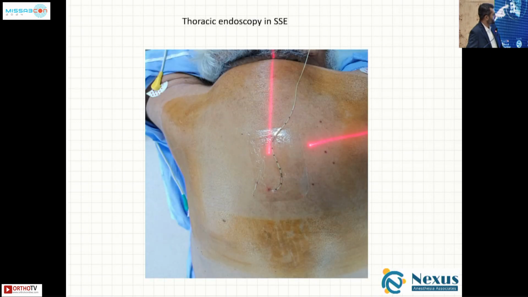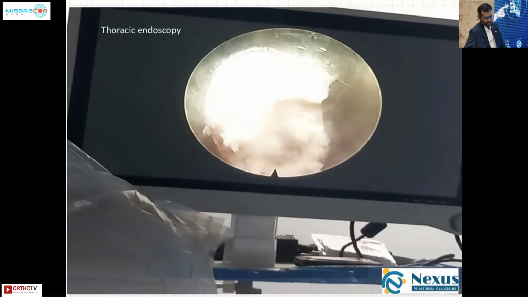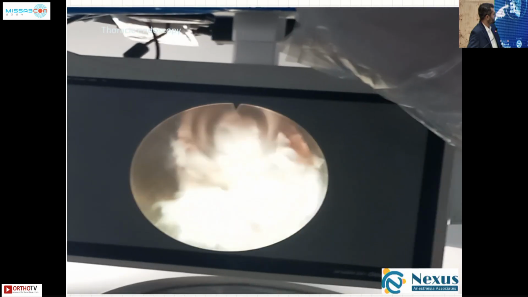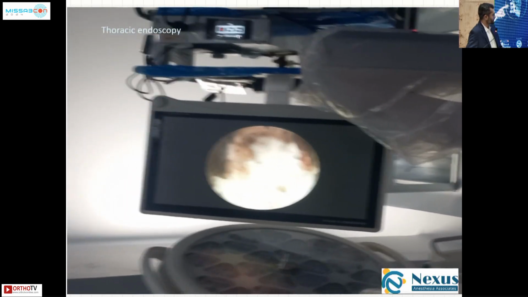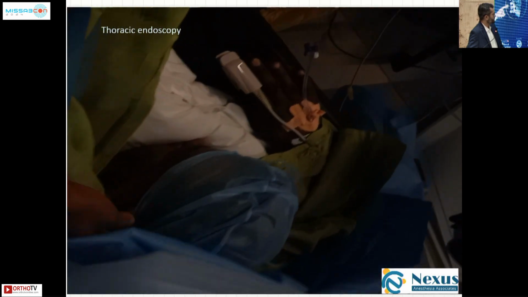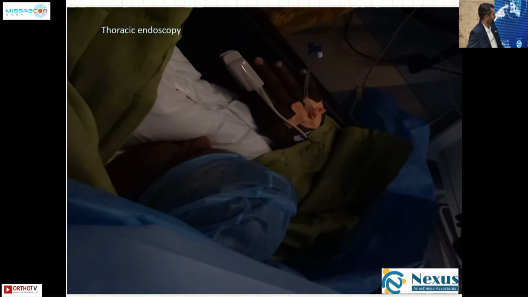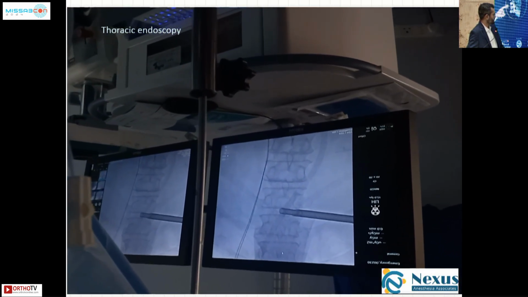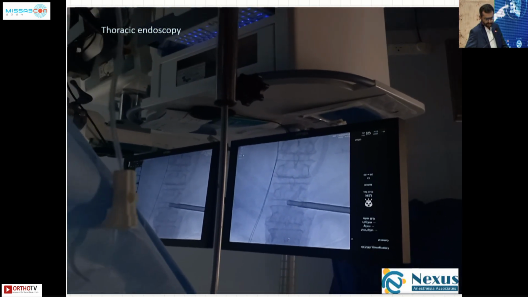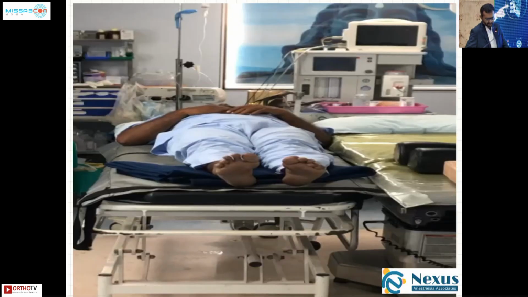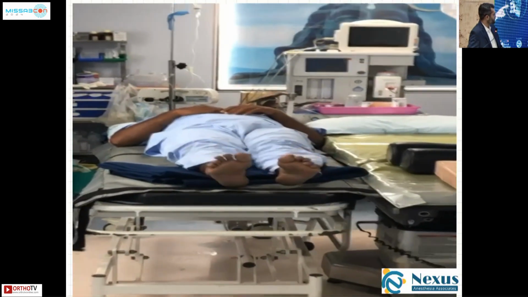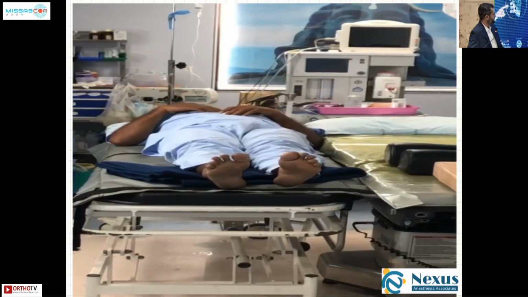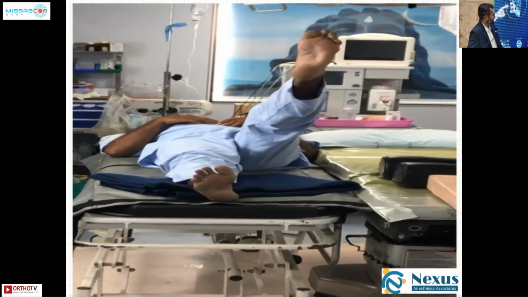In the same way we can do thoracic endoscopy under SSE. This is a patient with a D11-10 PID. You can see the patient is awake. The catheter is inserted in the D10 space, and from the left side endoscopy is being performed. This is the immediate postoperative phase, where you can see the patient is responsive and can lift his leg.